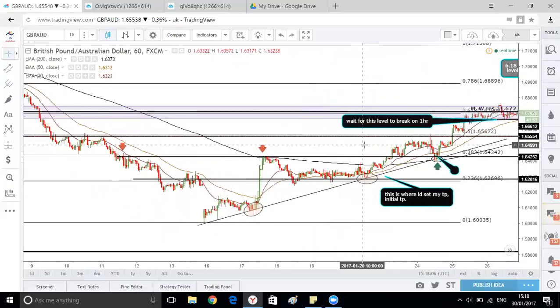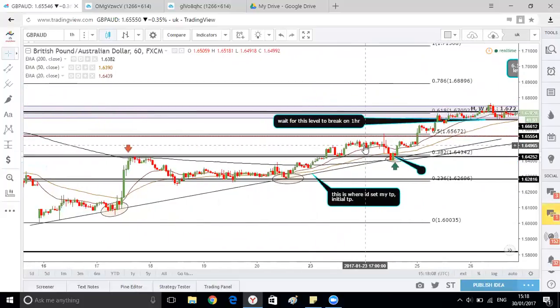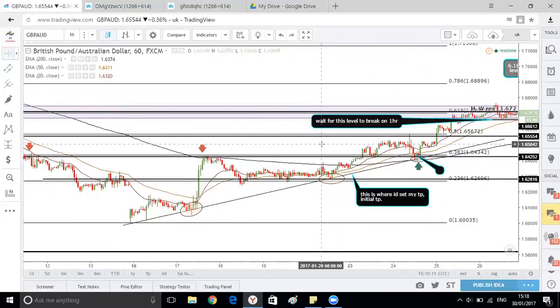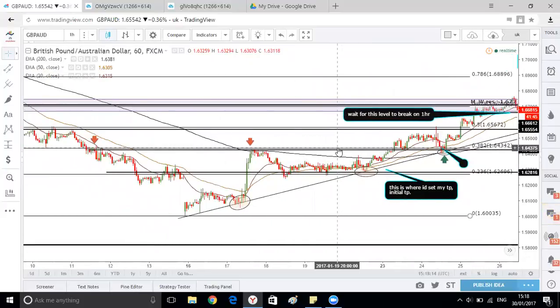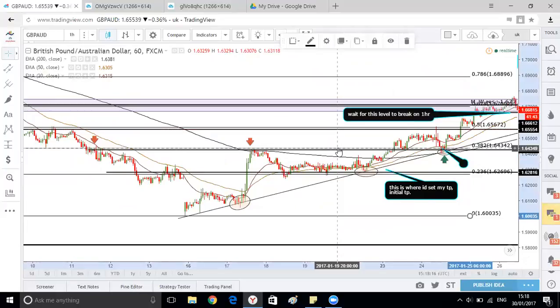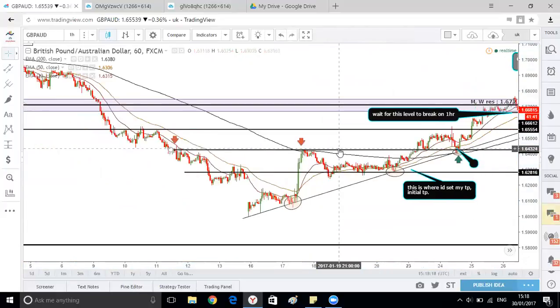Now, the reason why we entered long on this trade is fairly simple. Okay, now you can see this level. I drew this level. Let me just take this off right now. Okay, I took my fib. Just give me a second.